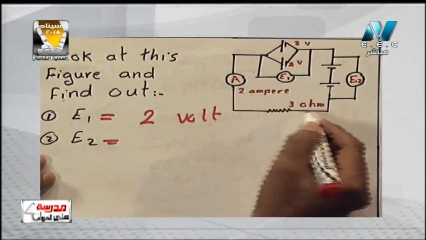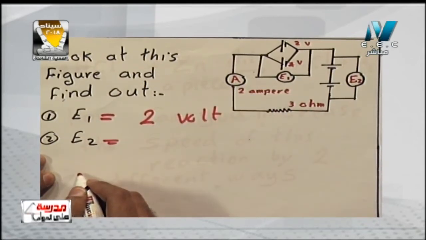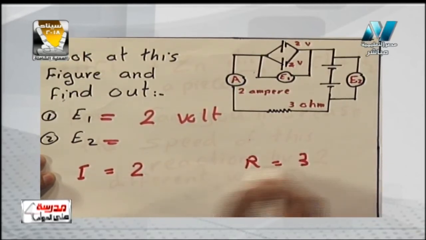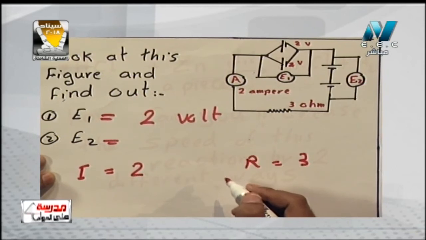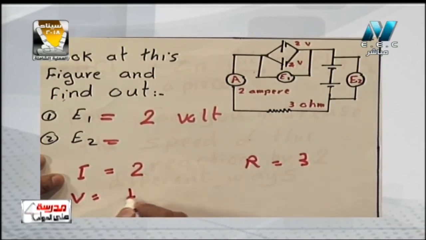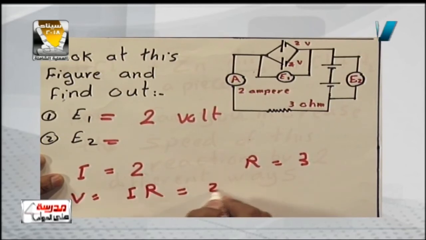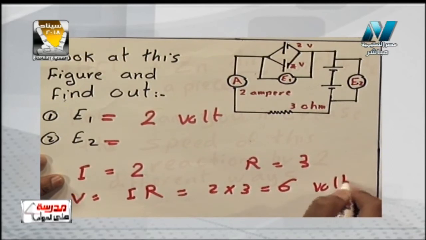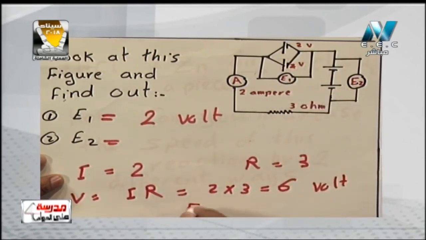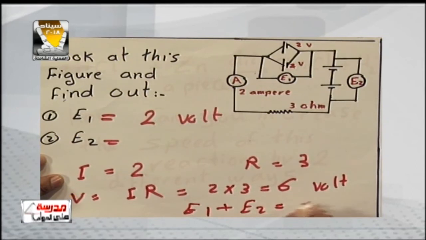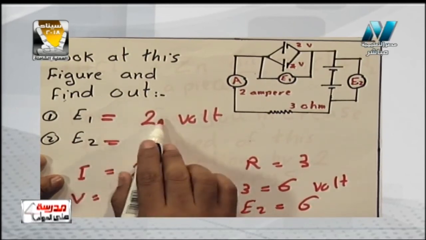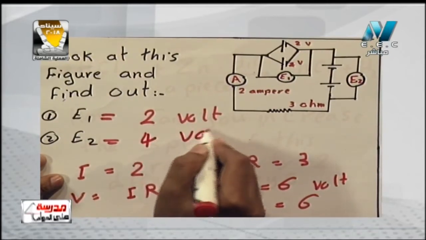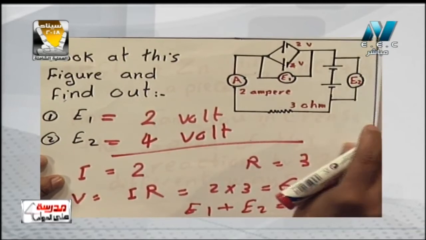First, he gave me two givens: I equals 2 ampere and R equals 3 ohm. What is the relation between them? V equals I times R, so it will be 2 times 3, which is 6 volt. So E1 plus E2 equals 6. If E1 is 2, then E2 will be 4 volt. Very good question.